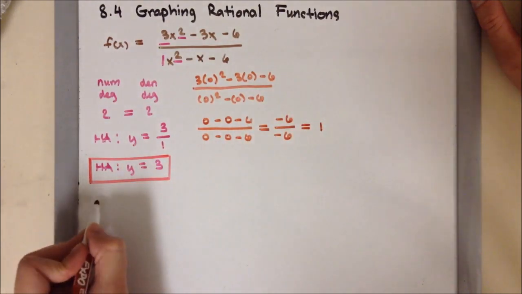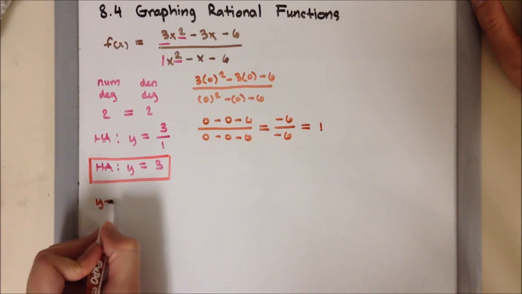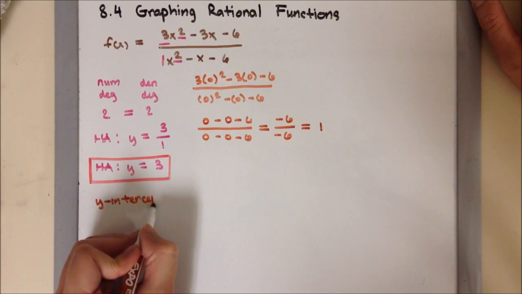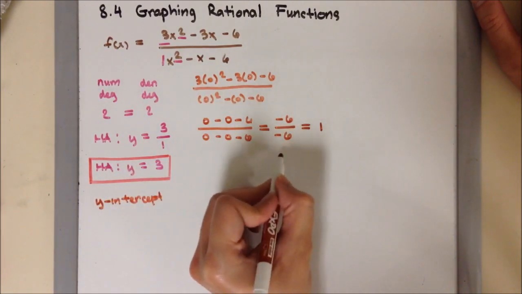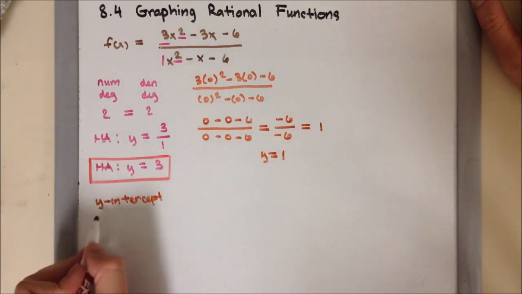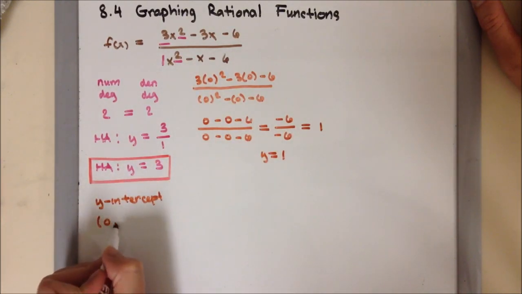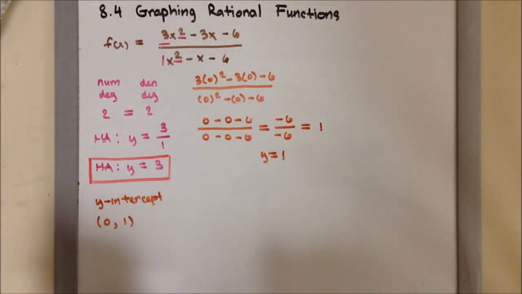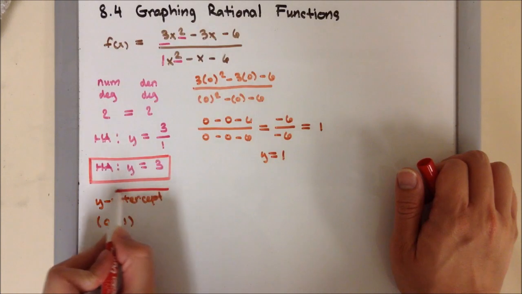So my y-intercept here, when we solve for y, is equal to 1, the y value. So it's going to be parenthesis 0, comma 1. That's going to be our y-intercept. And then let me box that up.